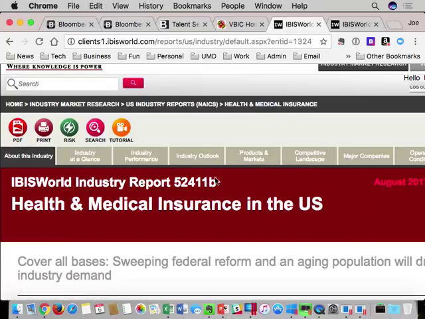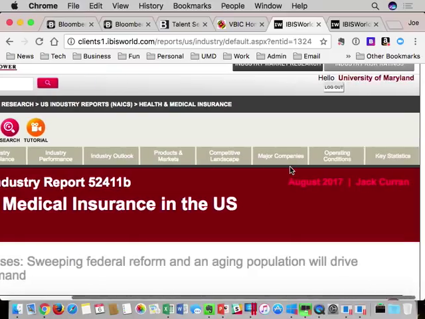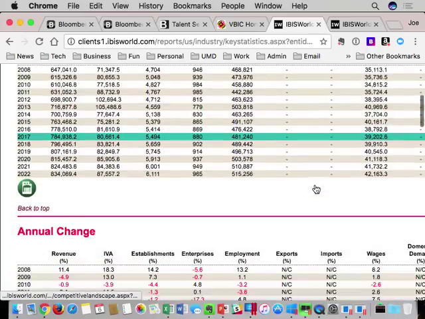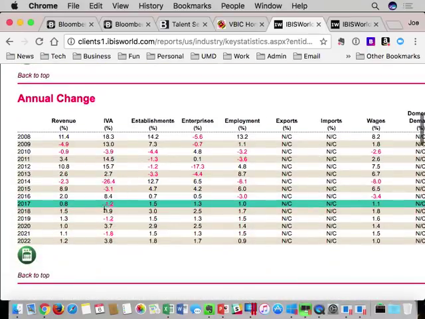So IBIS World particularly has data across the tabs. The other thing it has is key statistics at the very end. It actually has industry growth rates for the future. So when we start forecasting the cash flows of the industry and the companies, we will use some of these industry forecasts to help us understand what the industry growth rate is going to look like in the future. That's the other benefit of IBIS World. Okay, so let's go back to our homework assignment for the class.